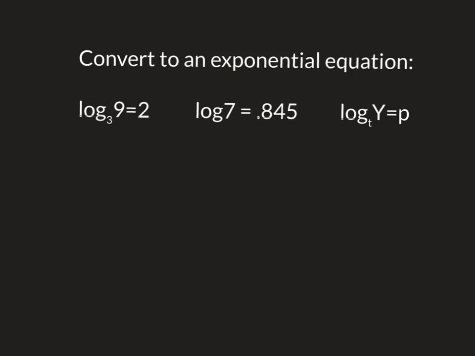All right. Convert to an exponential equation. Okay, this is the same thing. Actually, even easier than what we just did, because they're actually telling you what the answer is. So on this one, you would say 3 to that power equals 9. And you'd write that. 3 to the second power is 9. And hello, that's true. On this one, there's no base. Remember, that means the base is 10.